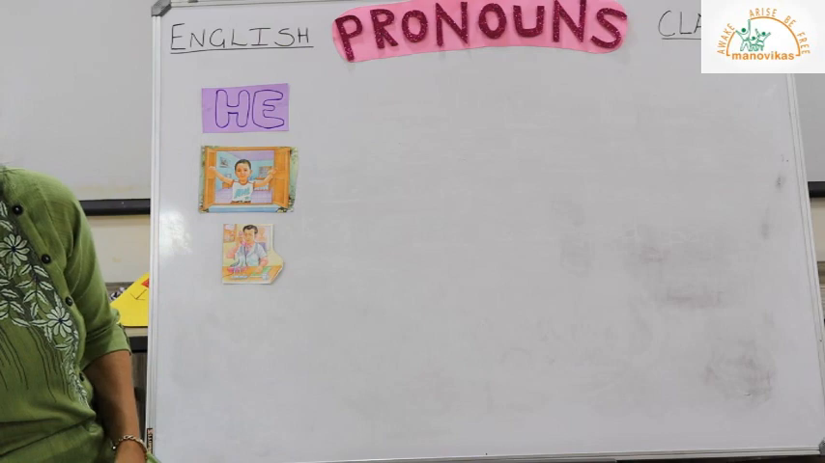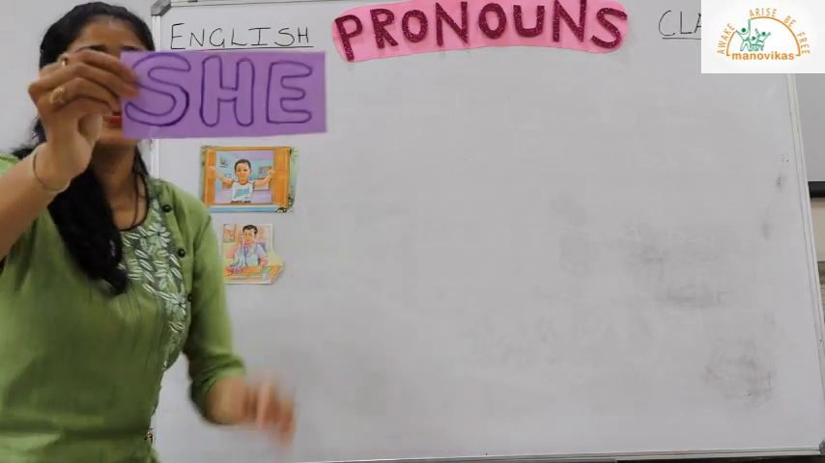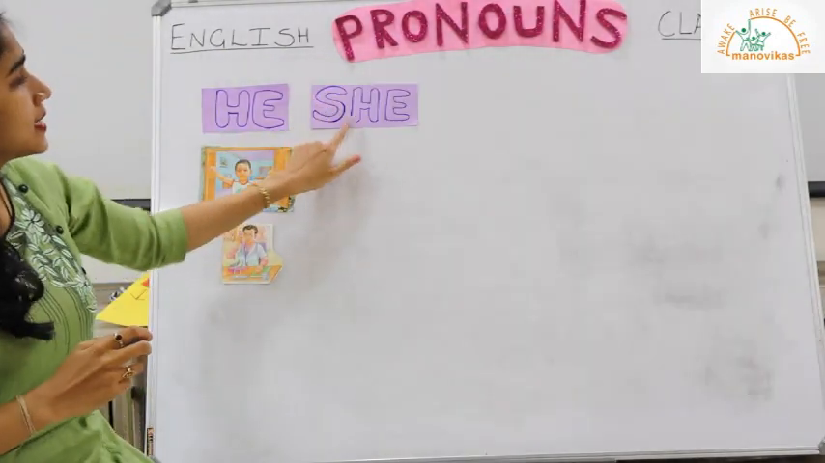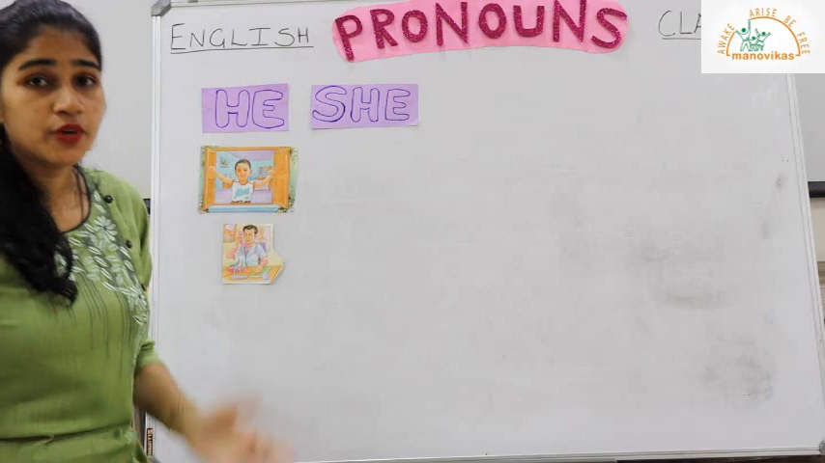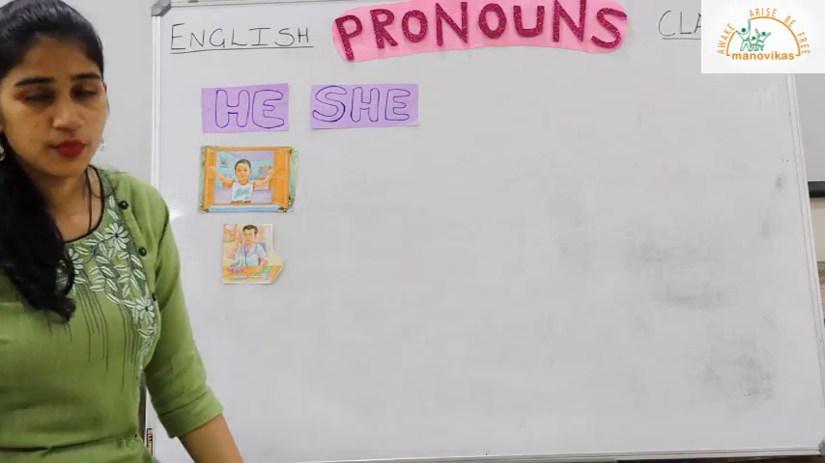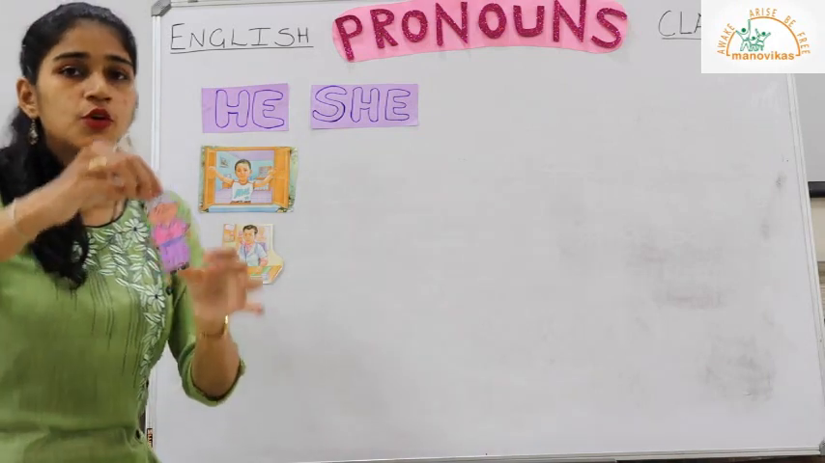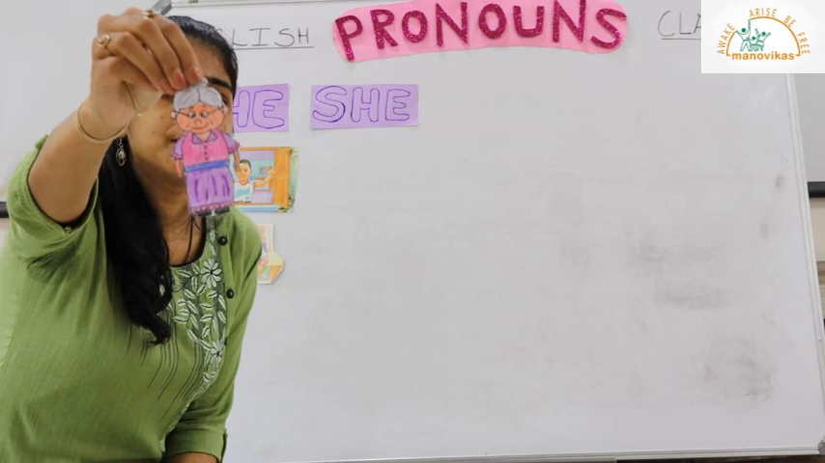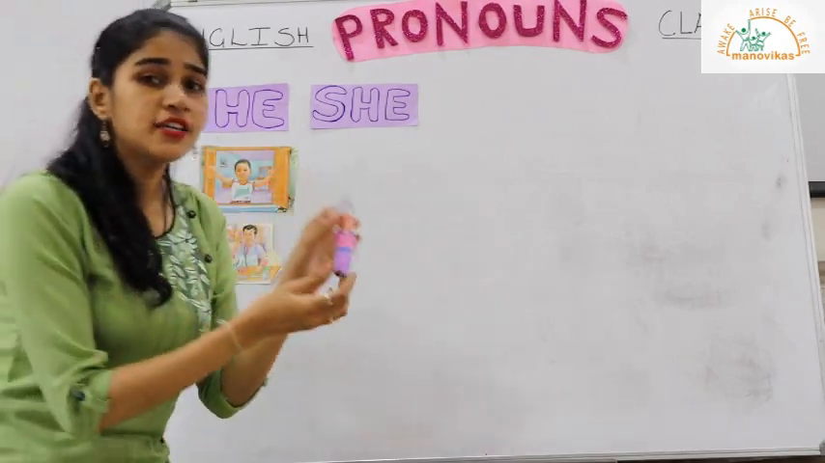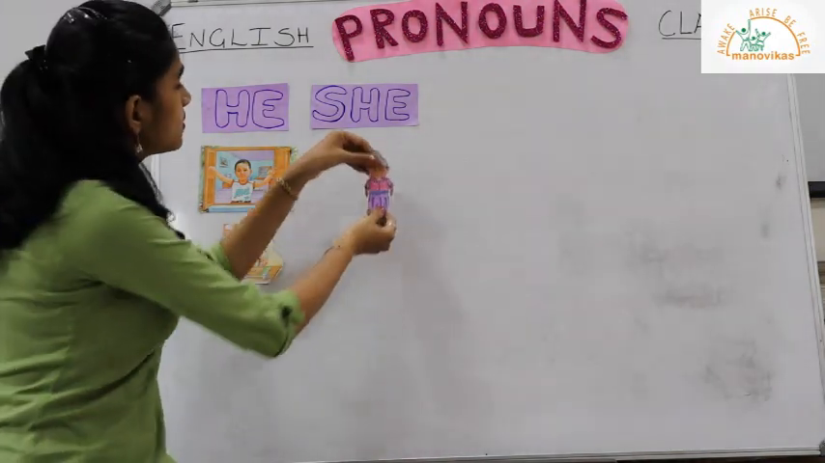Now let's look at the next pronoun, which is S-H-E, she. S-H-E, she is a pronoun used for girls or women. For example, who do you see here? You are right. You can see a grandmother. A grandmother is a lady, a woman.